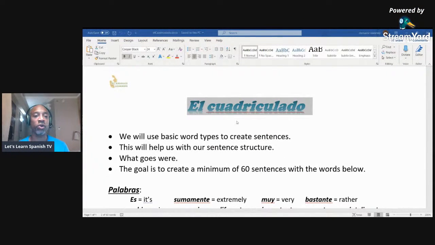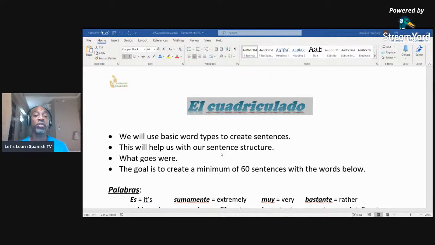El cuadriculado. Use basic word types to create sentences. This will help us with our sentence structure. What goes where? How to formulate our ideas so we don't sound like a buffoon. So we don't speak caveman Spanish. So we speak like we have a level of understanding and intelligence, so we can be understood, and so we can understand people when they speak.